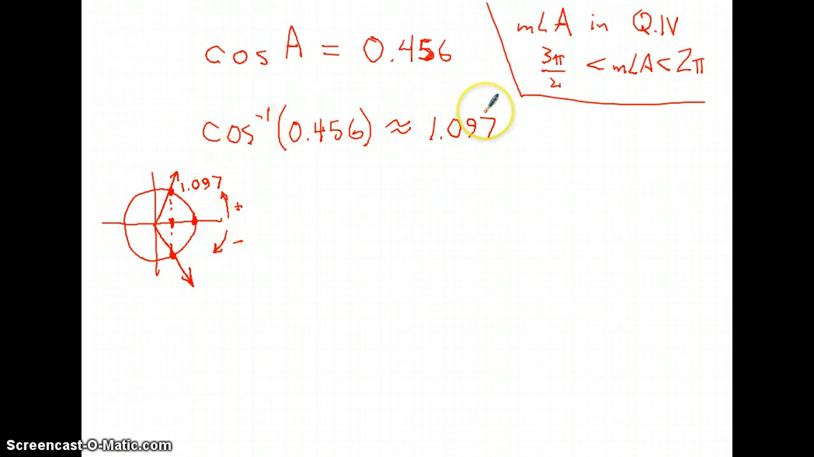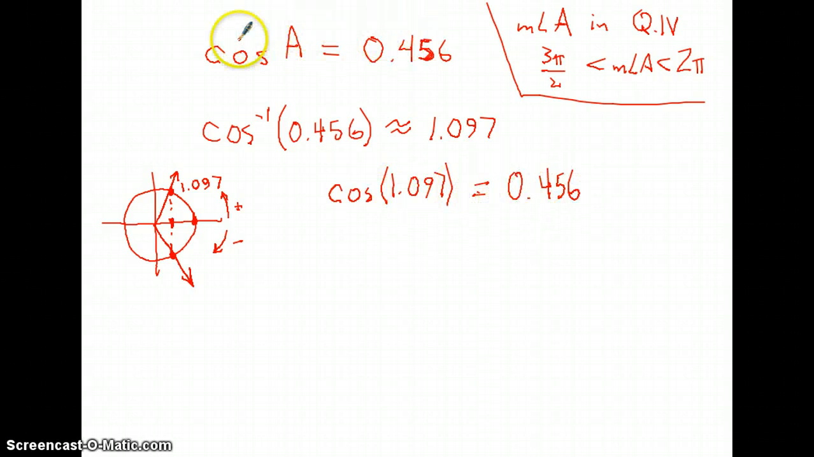So really, yes, this is true, but to rewrite this one way is to say that the cosine of 1.097 radians is 0.456, which you could say is a solution for this. That tells me A could be 1.097.